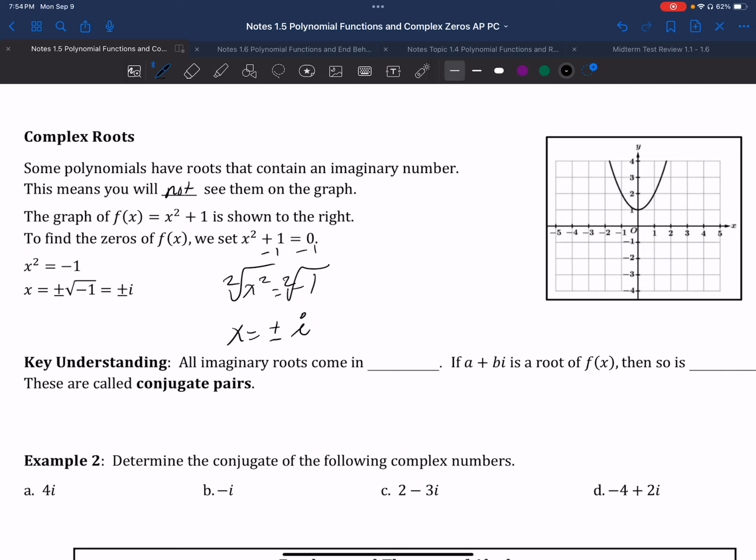And then again, you will not see them on the graph. If you look at this graph, you will never touch or cross the x-axis, but you do have this imaginary or complex roots that is still part of your answer.